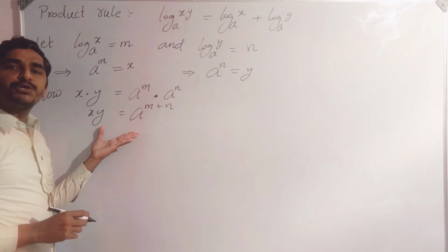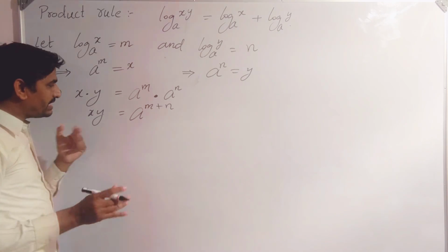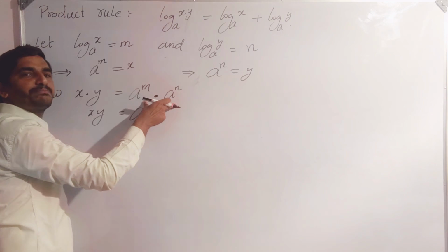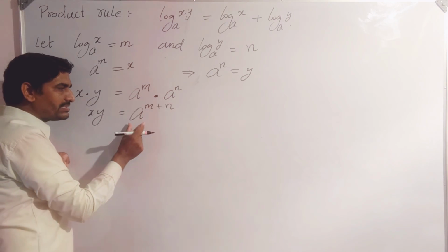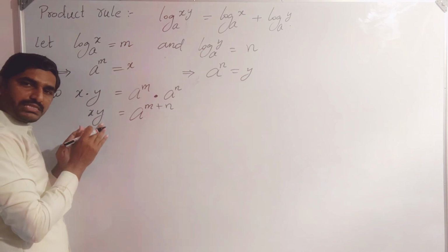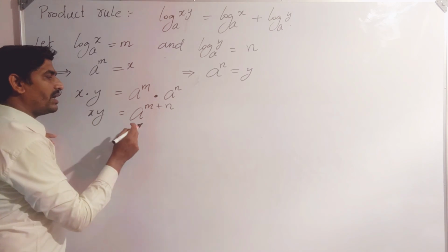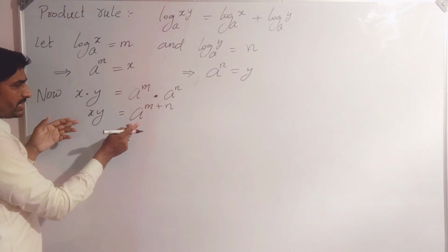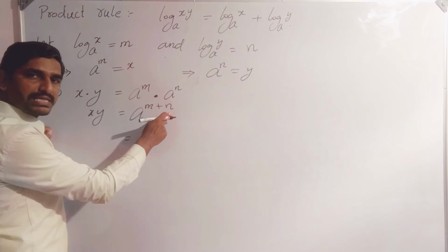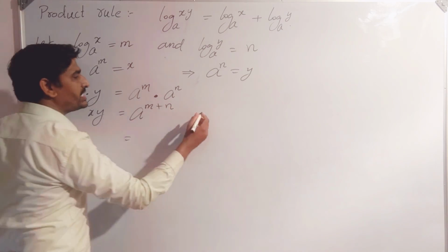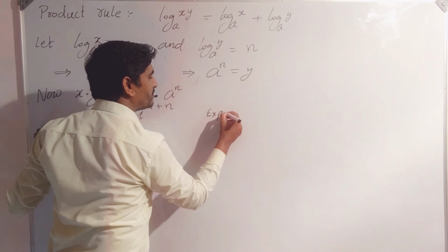Now this is exponential form. See this base, and this complete power. This is the base, complete power. Now this can be written, the base not changed, in reverse also: base a power m plus n. A power m plus n is the exponential form.